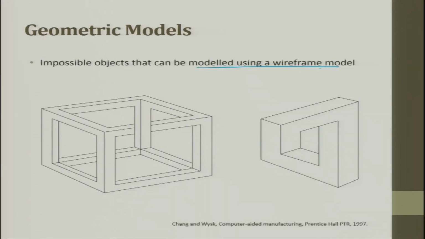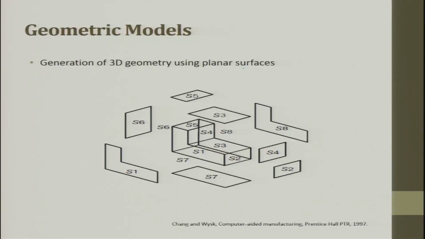Impossible objects can be modeled using the wireframe. So, you see here, this is an object which you have to see like this, and here the block or the beam goes behind the column. So, the wireframe model can be used to model impossible objects, or it leads to ambiguity. That is why wireframe is not exhaustively used. Generation of 3D geometry using planar surfaces: you have so many surfaces, and these surfaces join together to form a solid.